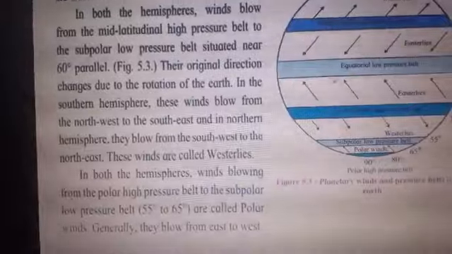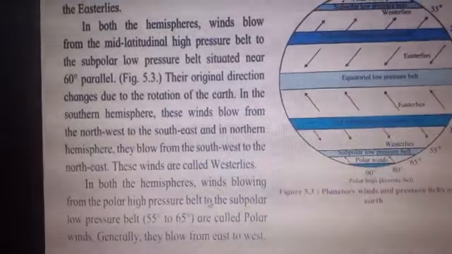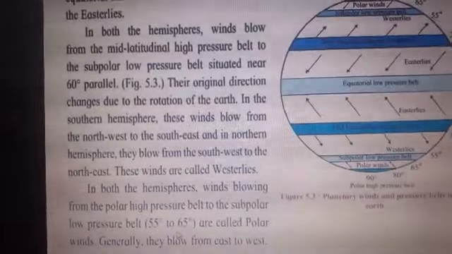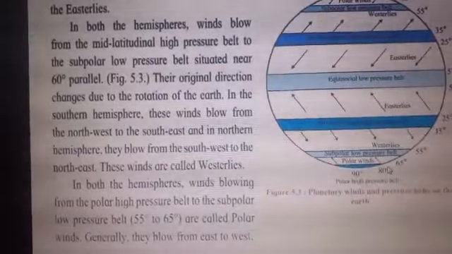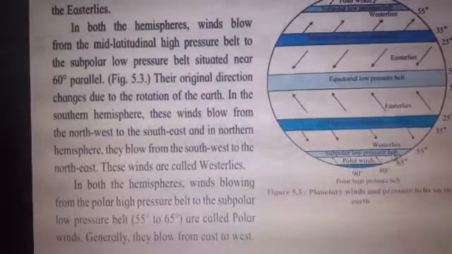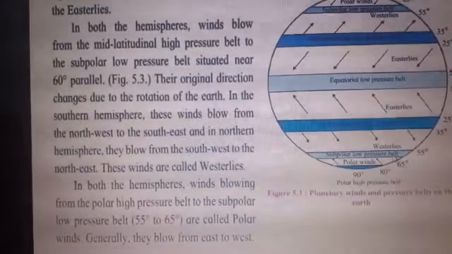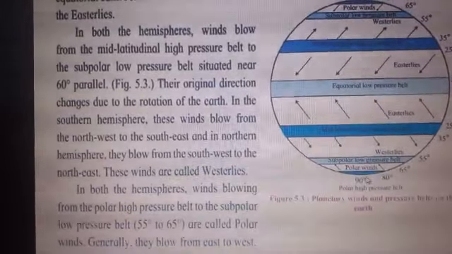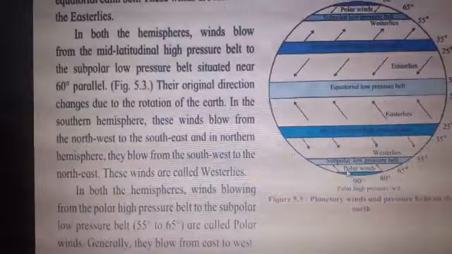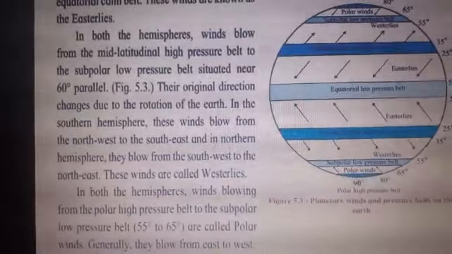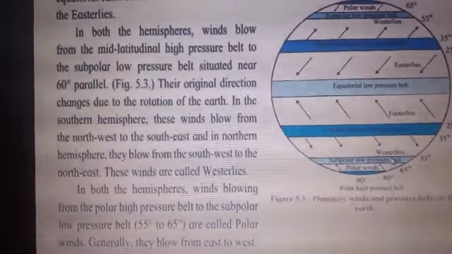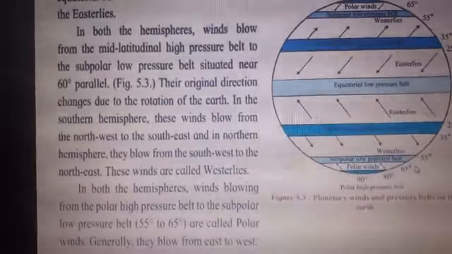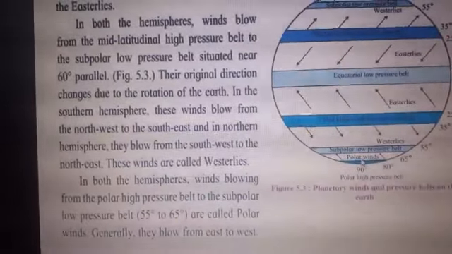In both the hemispheres, winds blow from the polar high pressure belt to the subpolar low pressure belt, that is in between 55 to 65 degree parallels, children. You can see here, subpolar low pressure belt. So where are the winds blowing? This is the polar area, the polar high pressure area. So winds are blowing from high pressure to low pressure. So winds are blowing from the polar high pressure zone to the subpolar low pressure belt, that is between 55 to 65 degree parallels. These winds are called polar winds.